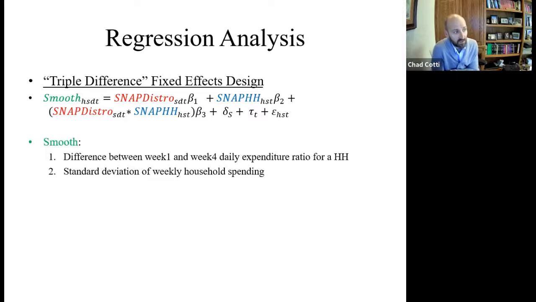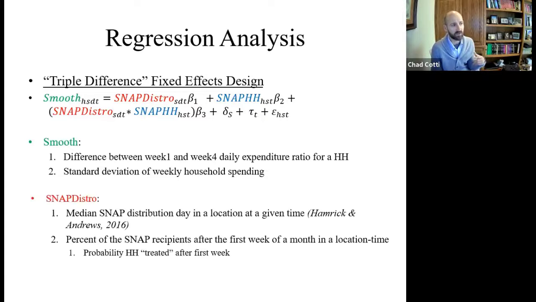So, two examples of things that I'll show you results for that we use as left-hand side variables. One is just this kind of crude difference between week 1 and week 4 spending at the household level. And then another one is the standard deviation of weekly household spending. So we flip those in and out. And then two different examples of measures of misalignment or SNAP distribution that we flip in and out are, one, the median SNAP distribution day in a location at a given time, and Hamrick and Andrews use the same measures, where we took the idea from.